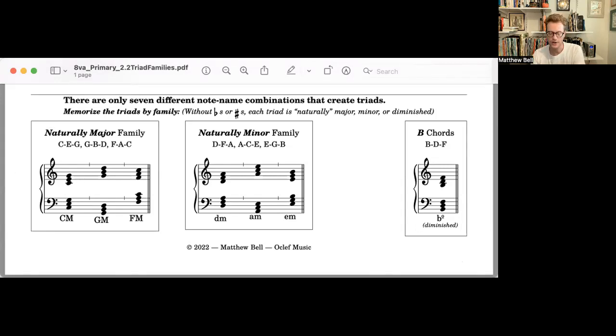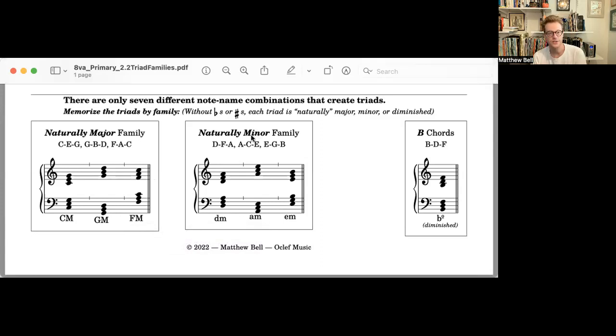Now, you can hear that all of these are major. And so when you use the natural notes, the C triad, the G triad, and the F triad are all naturally major. Now, students need to keep track of the root, the third, and the fifth, of course. So root is C, third is E, fifth is G.